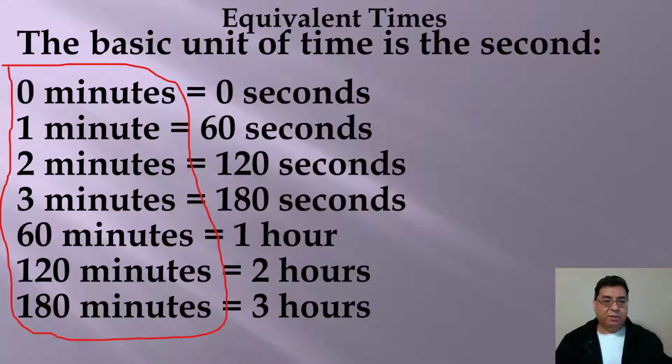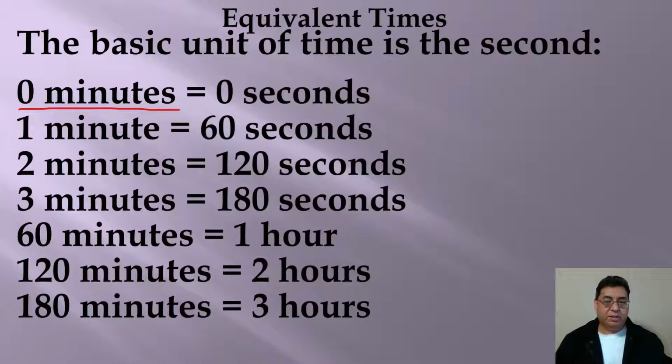Okay, so for the first one we got 0 minutes equals 0 seconds. And then we got 1 minute equals 60 seconds. And then we got 2 minutes equals 120 seconds. Then we got 3 minutes, which equals 180 seconds.